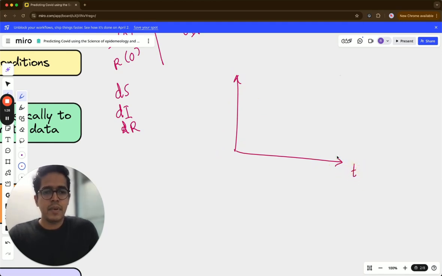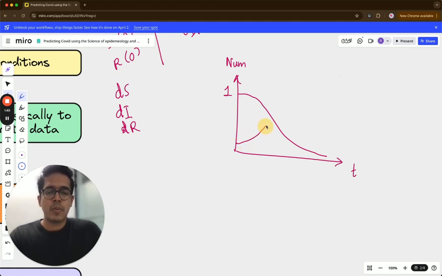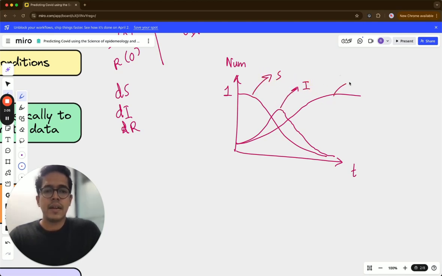So this is time, and this is maybe the number. Initially, everybody is in the susceptible category. So initial population, let's say this is 1. 1 means fraction of population. Everyone is susceptible. And then later they become infected and then go to recovered. The infected population will increase in the beginning. It reaches a peak and then they recover. Then they come back to 0. Similarly, the recovered population will increase, and everyone will at the end of it recover. So this is S of t, this is I of t, and this is R of t.